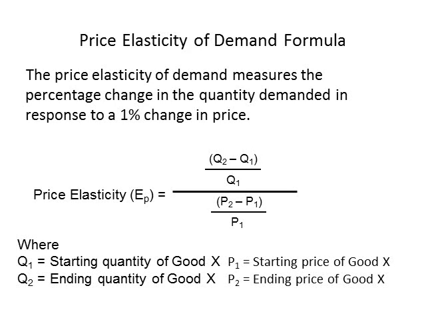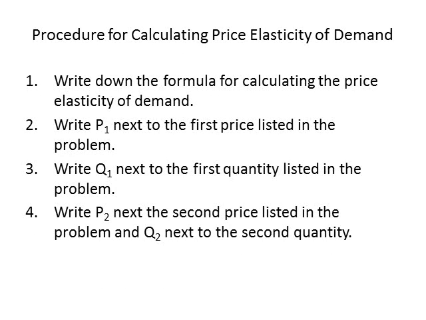Q1 is the starting quantity of the good. Q2 is the ending quantity of the good. P1 is the starting price, and P2 is the ending price. The procedure for calculating the price elasticity of demand is as follows.